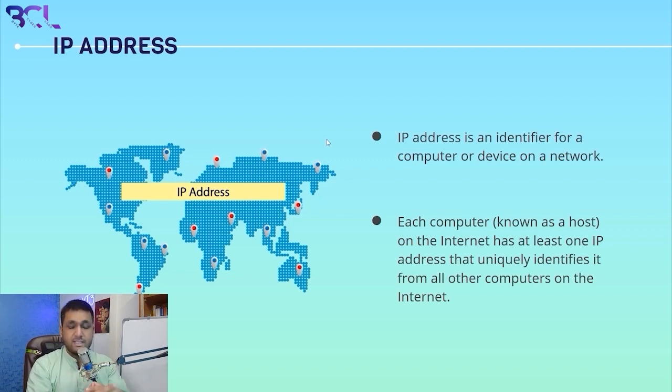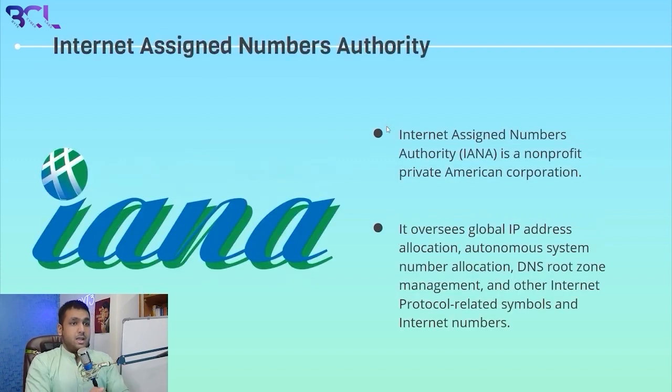Right, so that's how it actually works. So this is IP address in short, okay? Now, let's understand IANA, that is short for Internet Assigned Numbers Authority, okay? It is a non-profit private American corporation, so it oversees global IP address allocation, okay? So globally, whatever IP addresses are allocated to anyone, it is assigned and overseen by IANA.